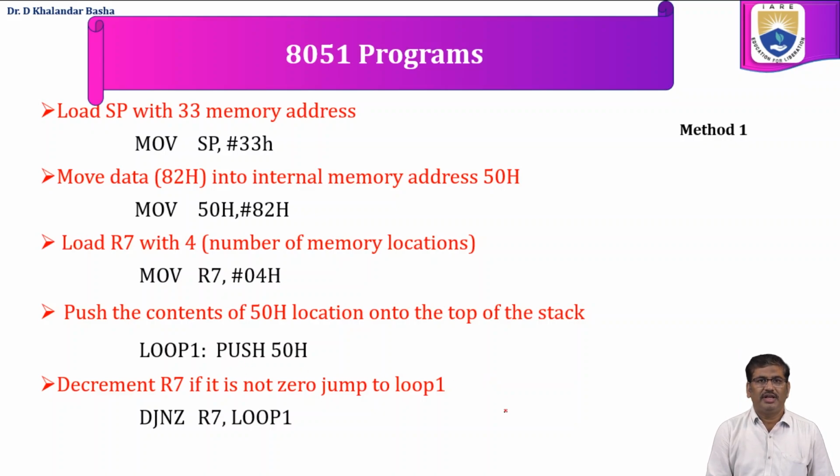Then push the contents of the 50H location onto the top of the stack, that is, the 34 address. So push 50H. Then as one data is pushed onto the top of the stack, we will decrement the count which is in R7. If it is non-zero, go to loop 1. So this loop 1 will be repeated until the data is copied from the 34 location to the 37 location.